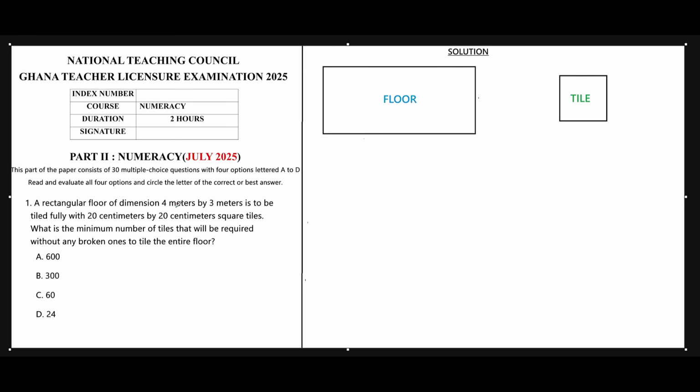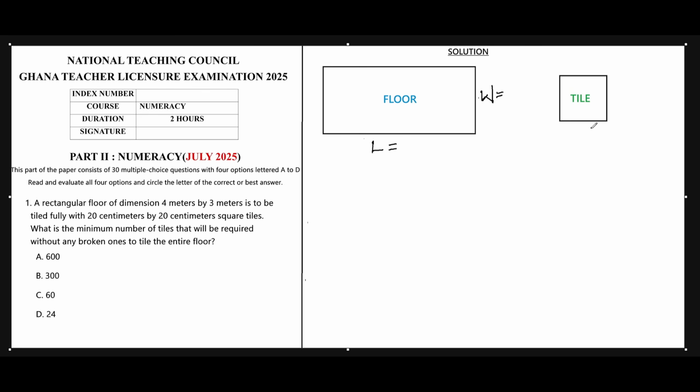A rectangular floor of dimensions 4 meters by 3 meters is to be tiled fully with 20 centimeters by 20 centimeters square tiles. What is the minimum number of tiles that will be required without any broken ones to tile the entire floor? So we have our rectangular floor. This is our square tile. So the rectangular floor has the dimensions, so it has the length as well as the width.